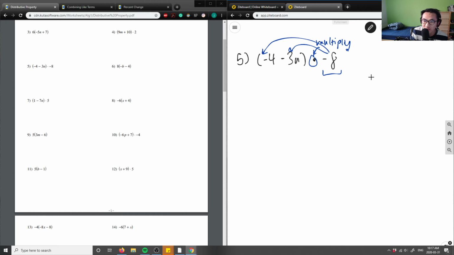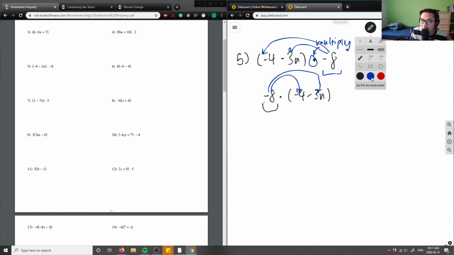Because what I could do is actually rewrite this, can I not? I could rewrite this as negative 8 multiplied by negative 4 minus 3n, if I want to rewrite it from left to right. It doesn't matter if I put it on this side or on this side. So I'm just going to move it to the left side if that helps. So now we can visualize the distributive property much more clearly. Remember, it's to here and then to here.